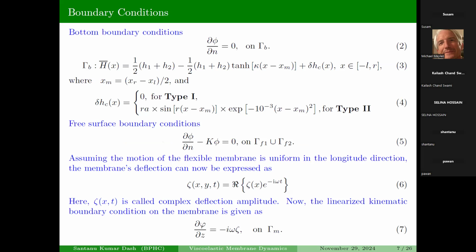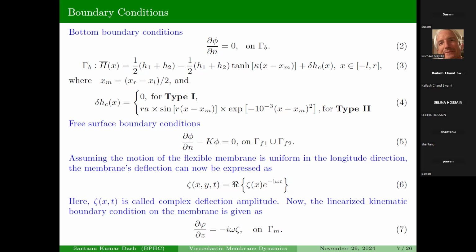So there will be no flow across the bottom. The boundary condition is given by equation number 2, and the bottom boundary is stated in equation number 3, which is taken from a well-established paper, and it represents a variable bathymetry. And these are actually two types. If you take the term delta SC as 0, it looks like a shoal kind of bottom. And if you consider type 2, it will be like an undulated bottom, and there will be no uniformity across this boundary.